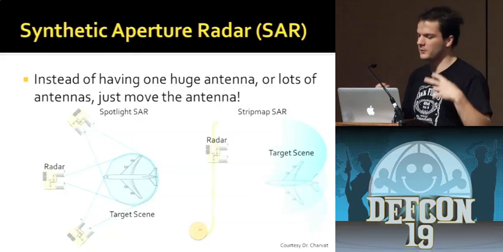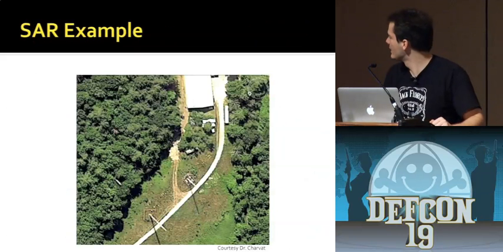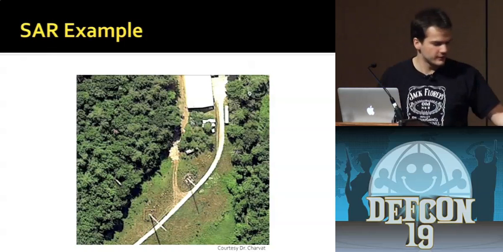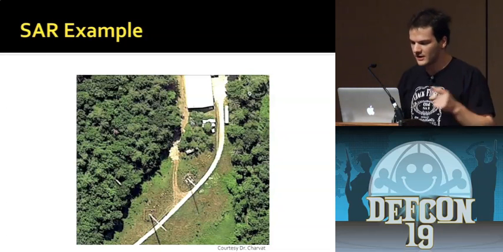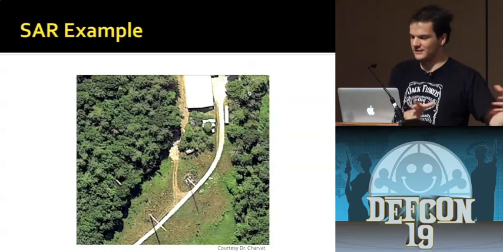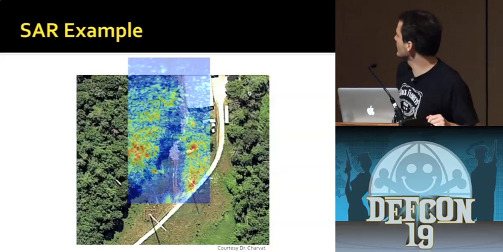So you can coherently combine those and get a 2D image. This is an example that Dr. Charvet gave me of what he built with something very similar to this, using the same specifications. We have a 2D image from Google Earth, and he went out to this field and moved the radar about 8 feet, and you get an overlay image like this.